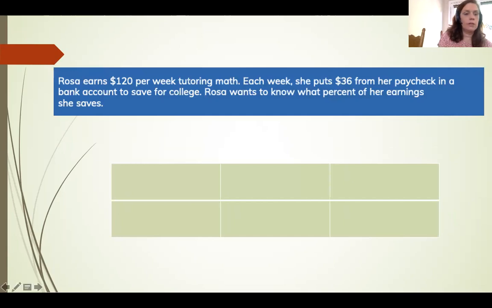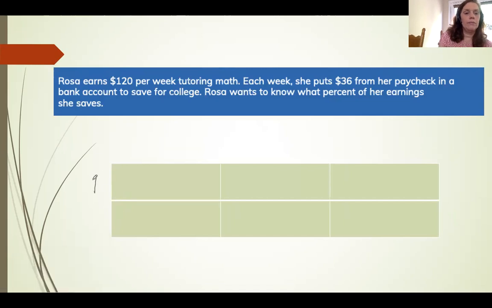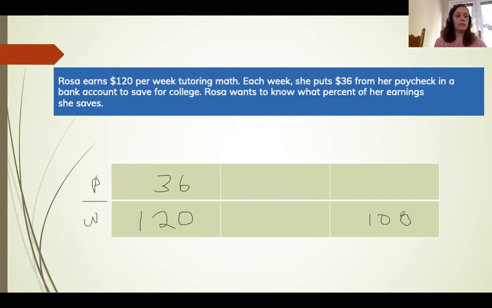Oh, I see the problem. I totally see the problem now. Okay, so part over whole. Well, what is my part? My part is 36. And my whole, well, she earns 120. I'm trying to get to 100. That's what I'm trying to get to. So I need to scale up or scale down, or I need to figure out my relationship.